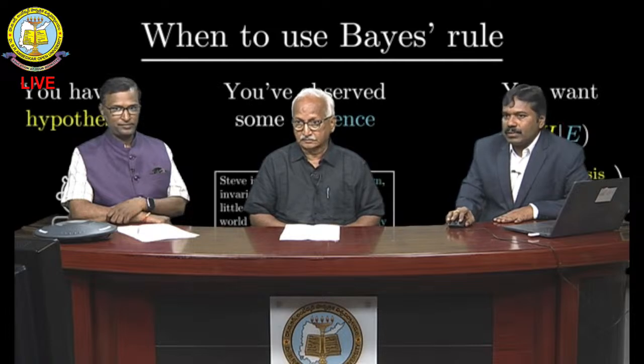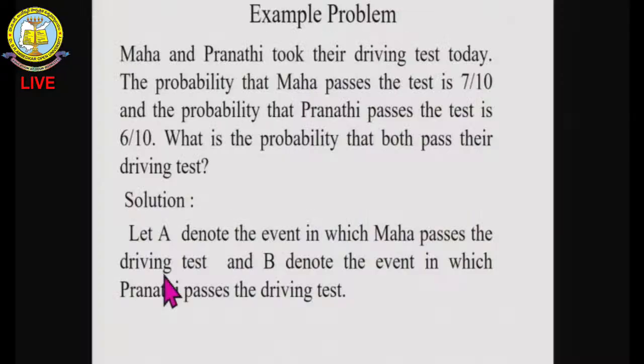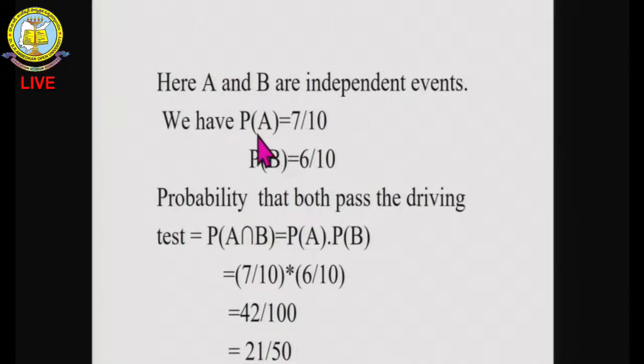Let A denote the event in which Maha passes the driving test, and B denote the event in which Pranati passes the driving test. How many events are defined here? 2 events, 2 persons are involved. Here A and B are independent events. Pranati is different, Maha is different. According to our given statement, probability of A is equal to 7 by 10 and probability of B is equal to 6 by 10.